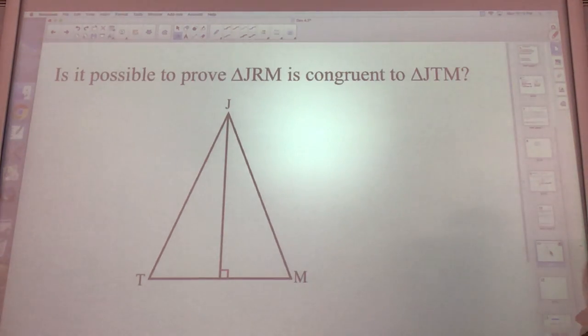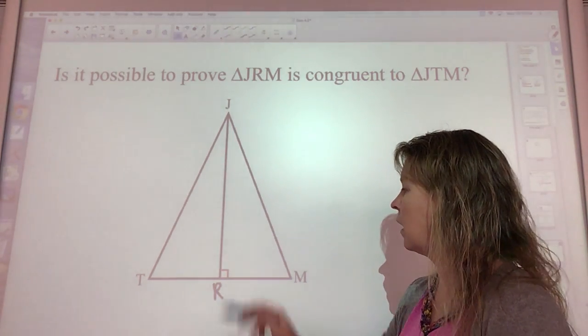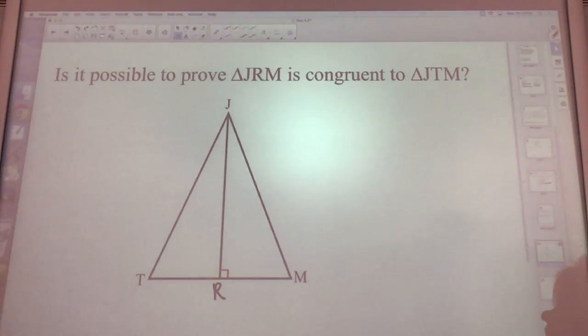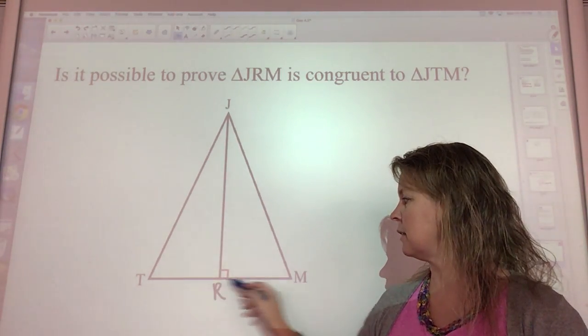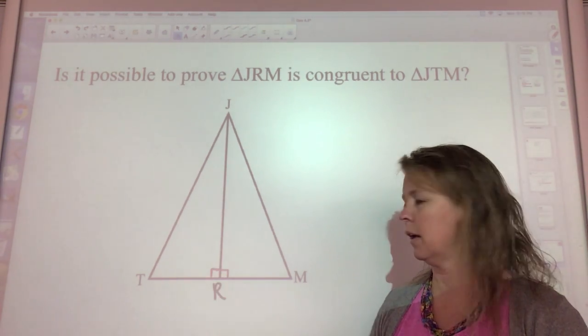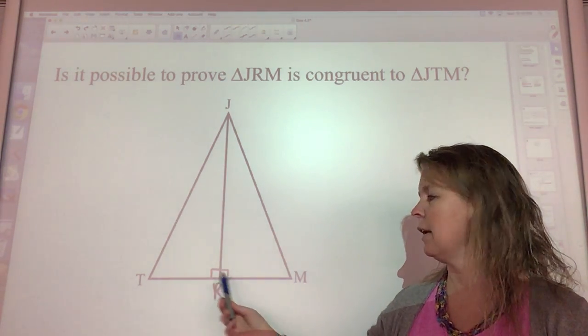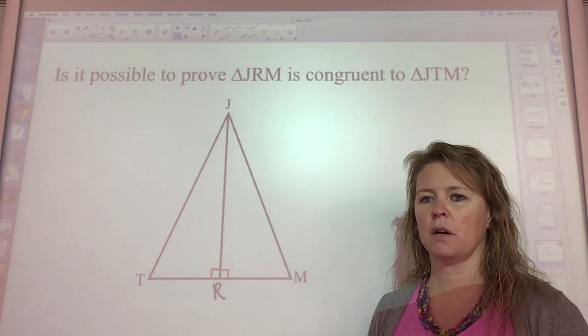Next one. Is it possible to prove triangle JRM is congruent to triangle JTM? It looks like I'm missing an R. Put an R in there for me. Is it possible to prove that they are congruent? Well, we have a right angle on triangle JRM, and since this is a straight line, if this side is a right angle, this is automatically a right angle. And if we have two right angles, then we have two right triangles. So check, we've got right triangles.